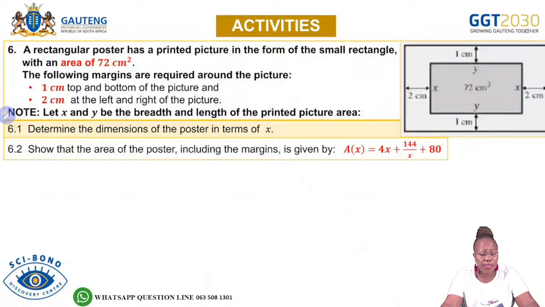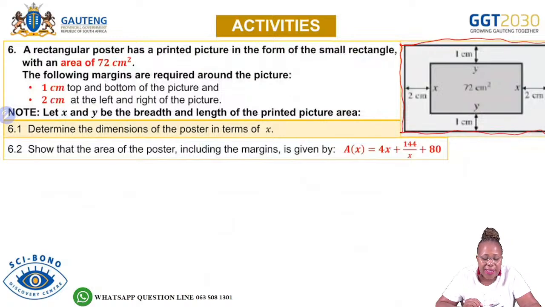Another activity. As you can see, grade 12, we are unfolding different types of asking these questions, okay? From the level 1 up to the highest level. And then in this case, we are having a rectangular poster. This is the poster that we are having. And then has a printed picture. Our whole poster is this one.